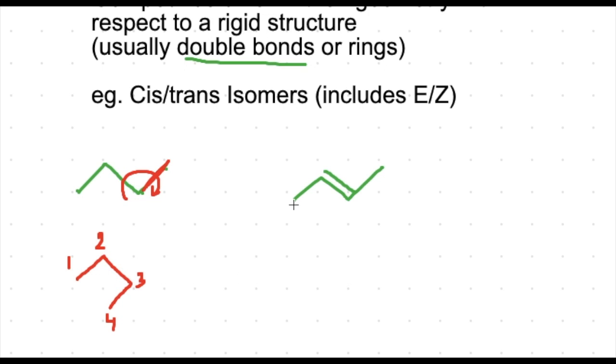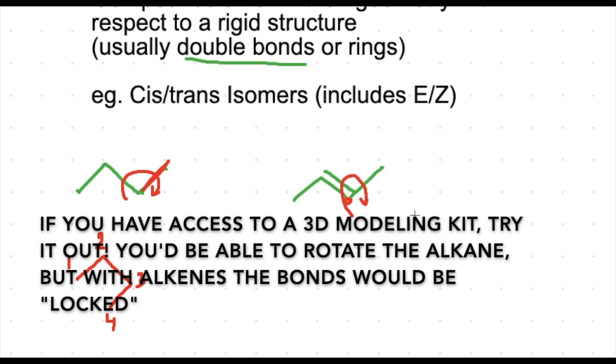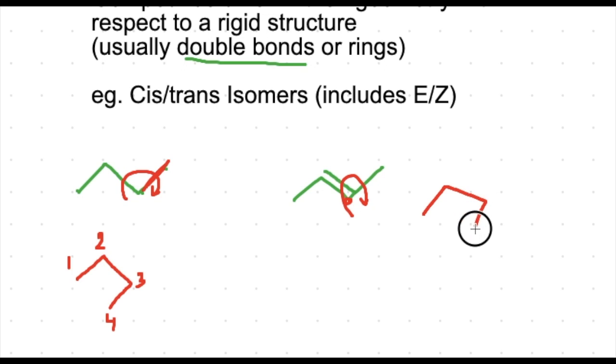Now if we look at 2-butene, if we tried to rotate our shape about this carbon, we would not be able to rotate it. The bonds would be locked in place. If we take a look at this compound, this is also 2-butene. We have 1, 2, 3, 4 carbons here, and we have 1, 2, 3, 4 carbons here, and our double bond is between carbon 2 and 3.